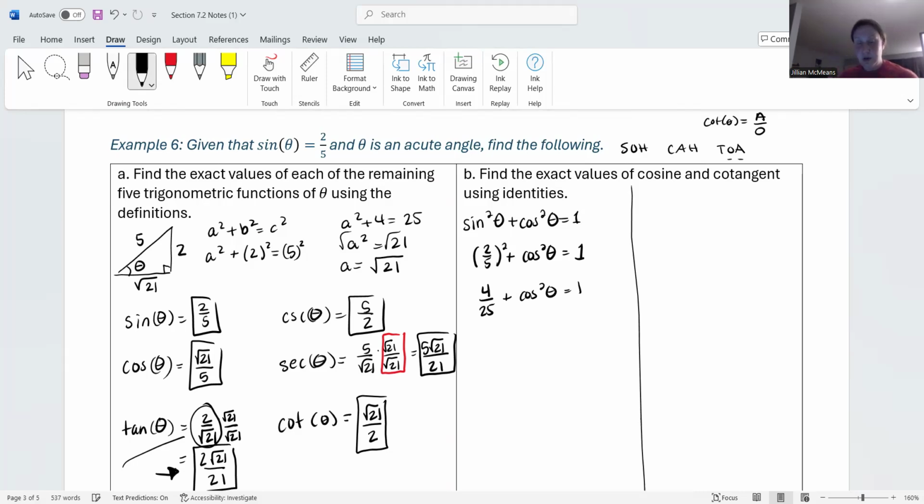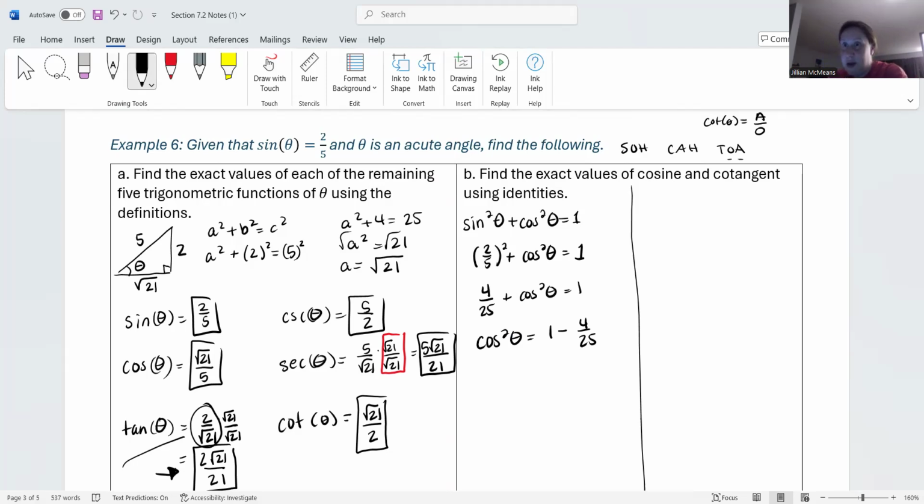I want to get cosine squared theta alone. So the issue is this 4/25. I need to subtract it from both sides. When I do that, I'm left with cosine squared theta equals 1 minus 4/25.